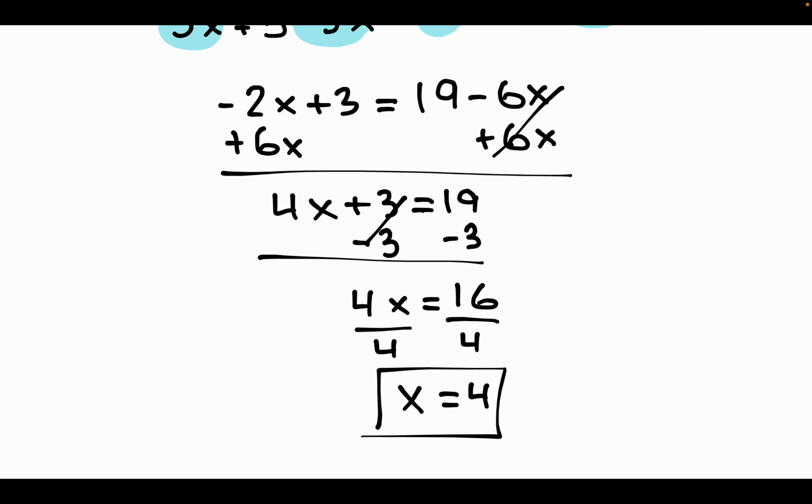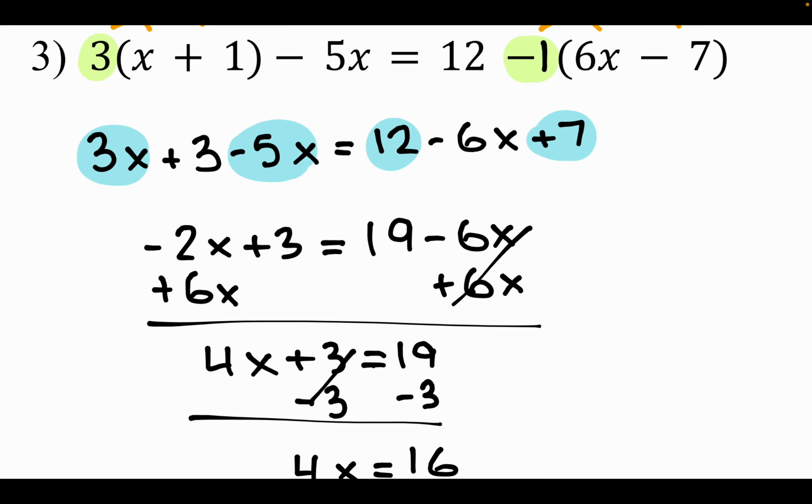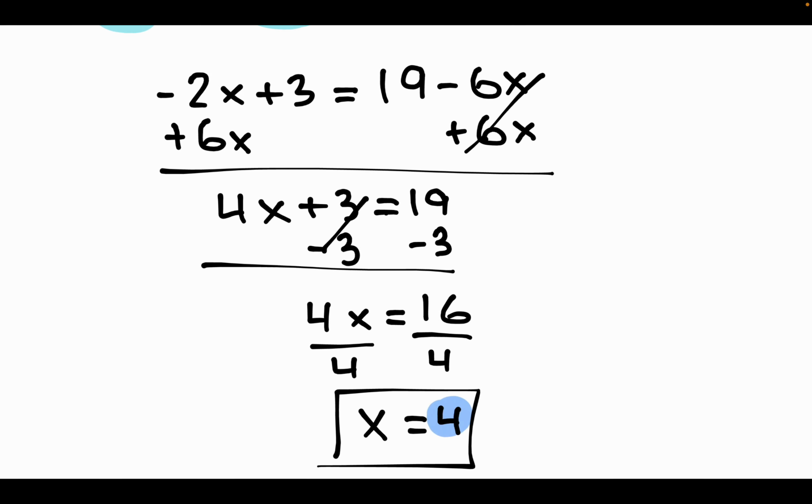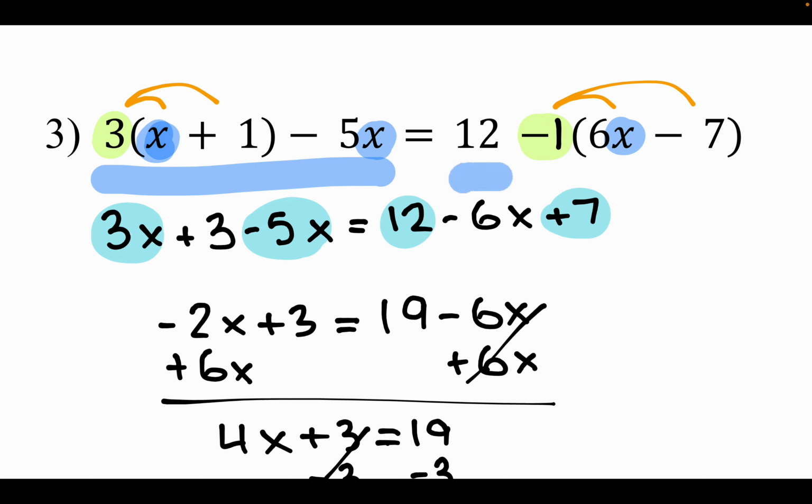Remember that you do have to check it. So when you plug that back in, you would take the x value, which is 4, plug it into all of the x's that you see, and make sure that the whole left side is equal to the right side.